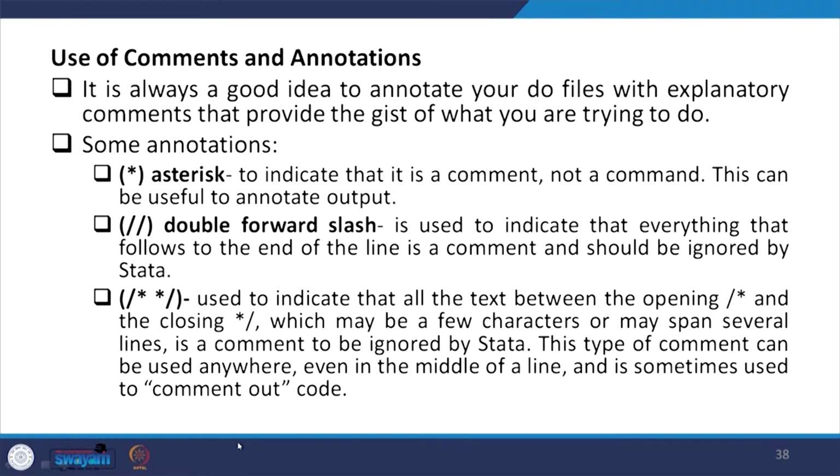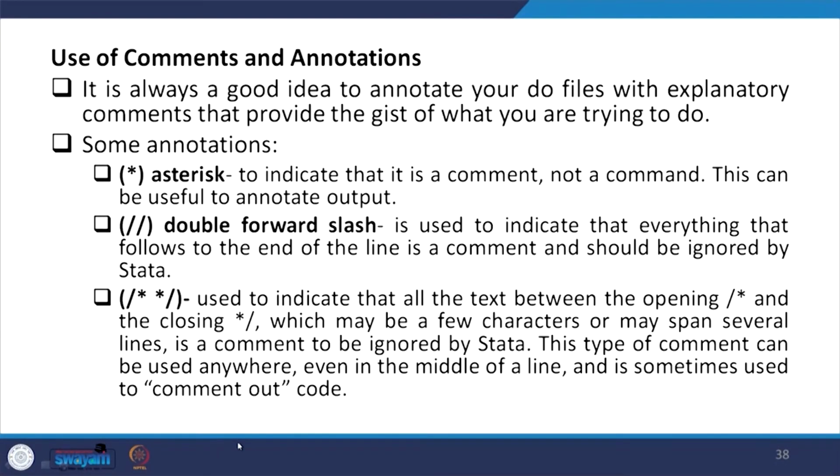This type of comment can be used anywhere, even in the middle of a line in the do file that we created. If you have given these entries, forward slash star your comment, then ended with star and forward slash, Stata is going to ignore it for sure. Similarly, the double forward slash indicates everything that follows to the end of that line is a comment. This type of comment can be used anywhere in the middle of a line, and is sometimes used to comment out code.